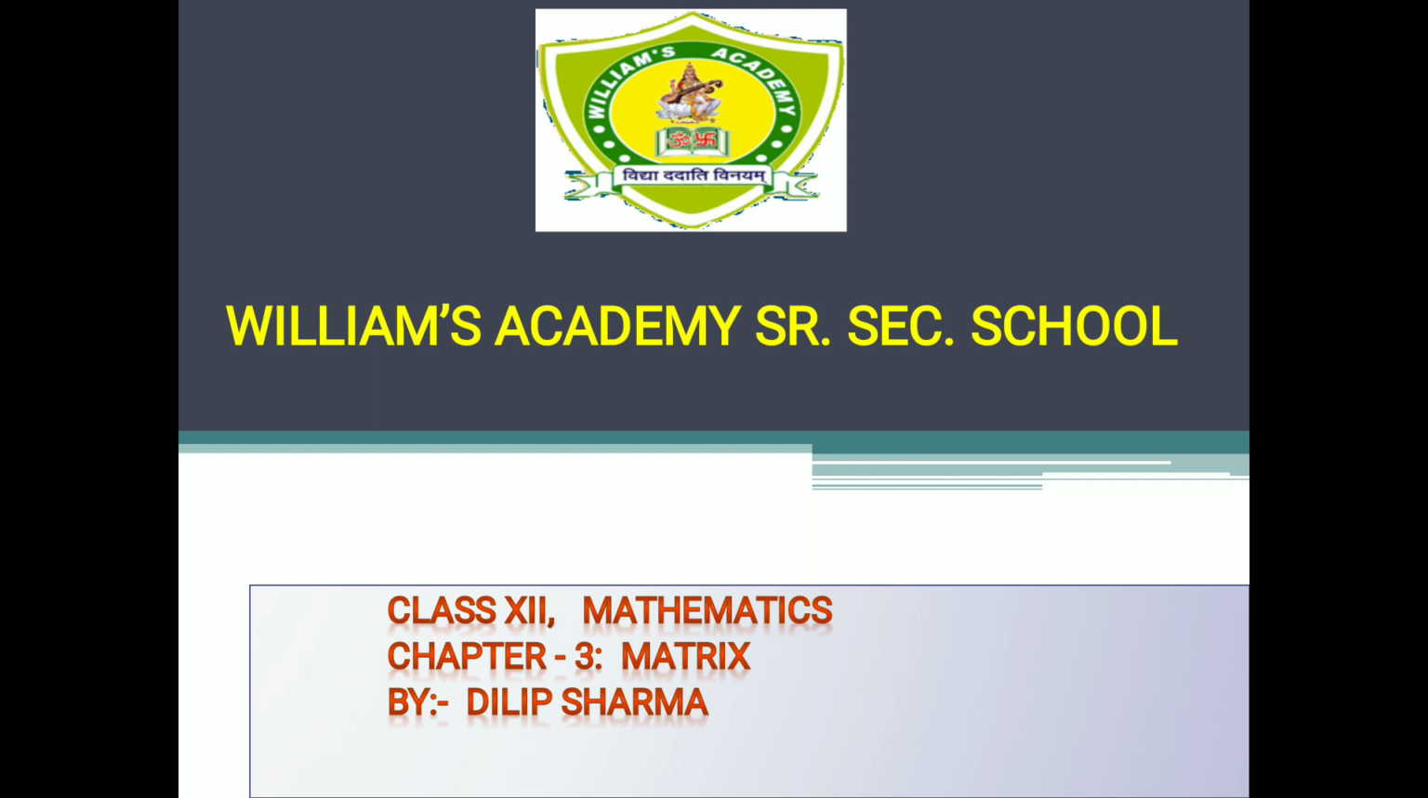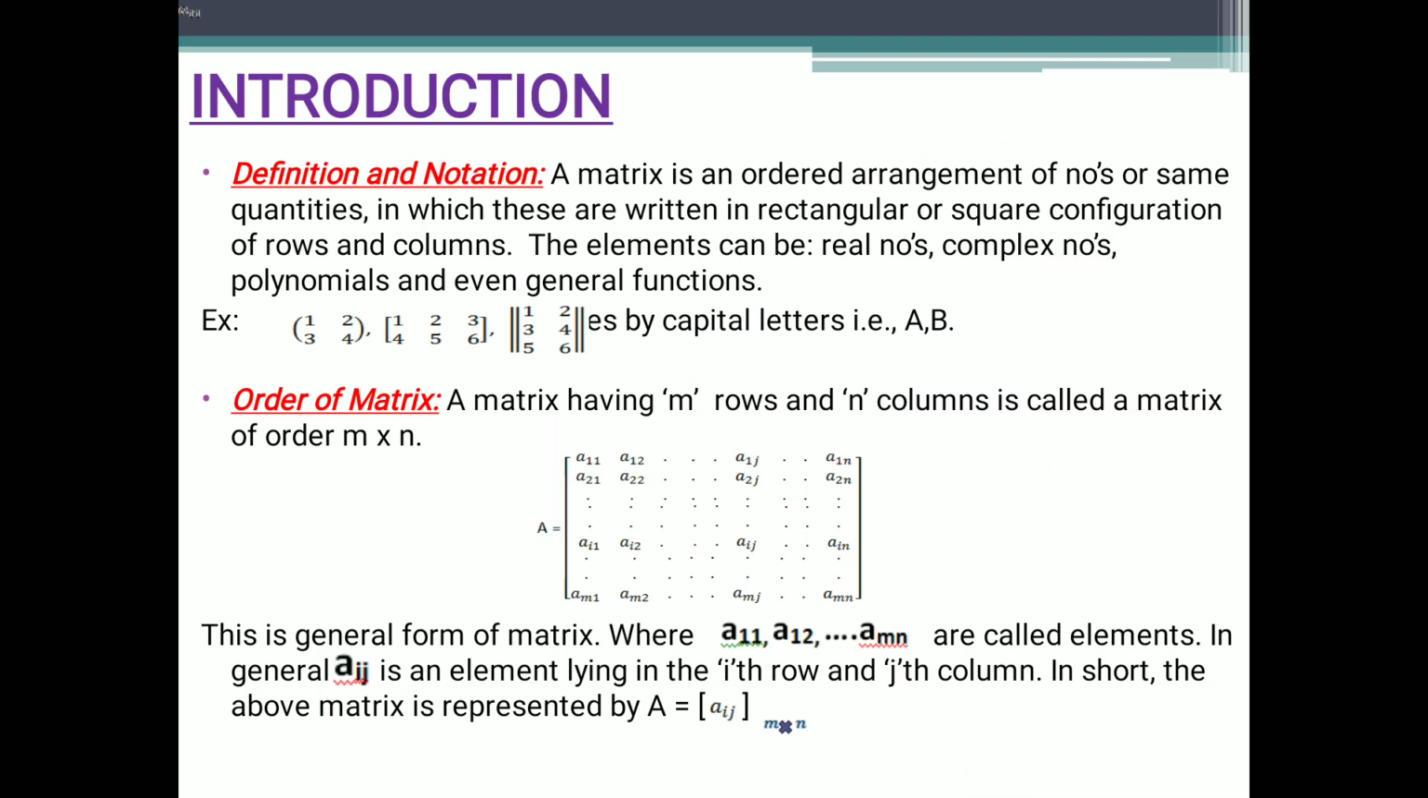So let's begin with the introduction part. First is definition and notation. A matrix is an ordered arrangement of numbers or similar quantities, written in a rectangular or square configuration of rows and columns. You can see the example over here.